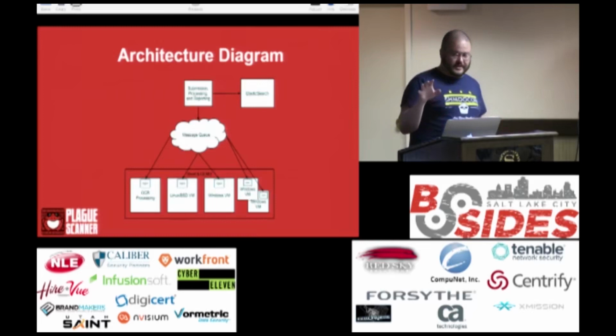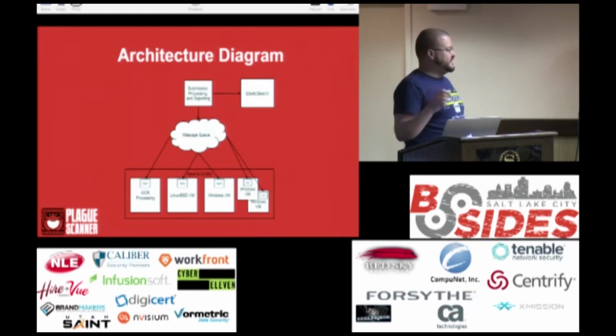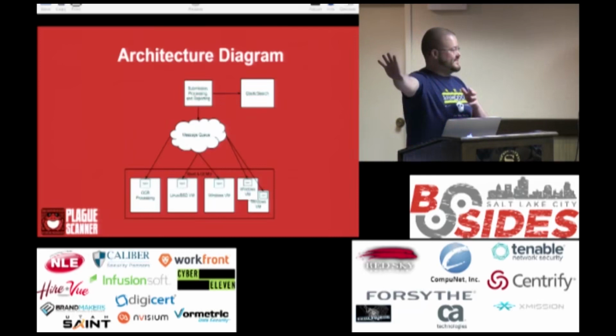So the end goal is that each one of these is a dumb agent, and this is actually very unsafe. You need to make sure that wherever you've put PlagueScanner is protected, outside of PlagueScanner itself. You need to make sure that this is on a separate network, because I make no effort whatsoever to check the code that those agents are running.